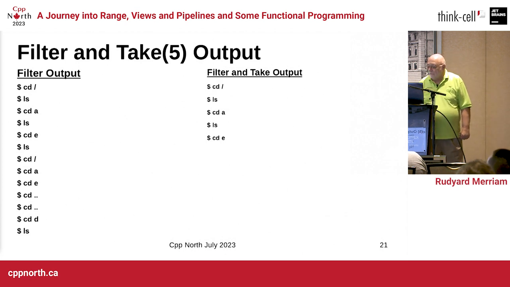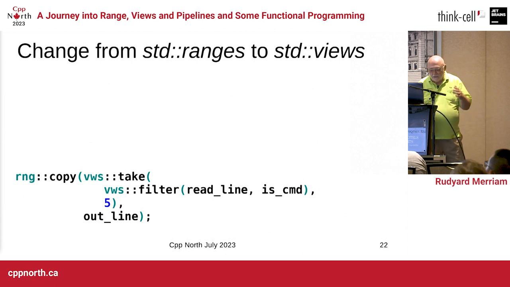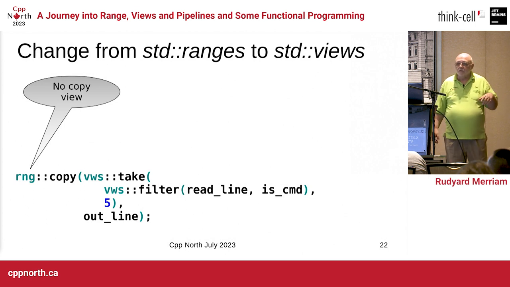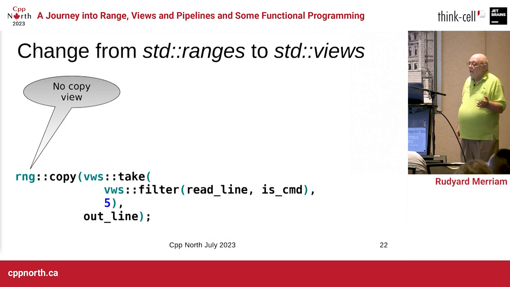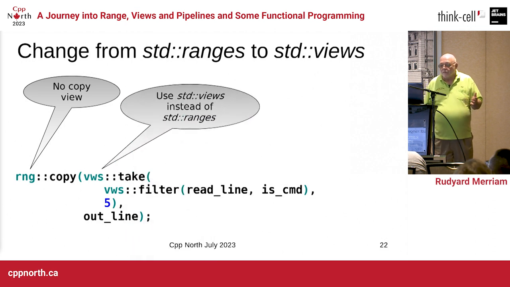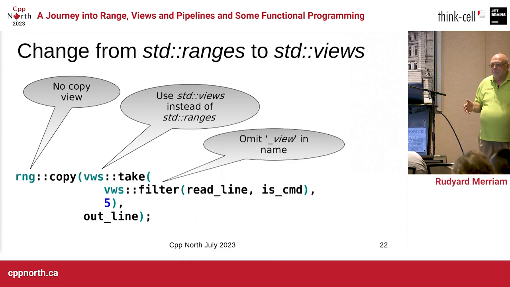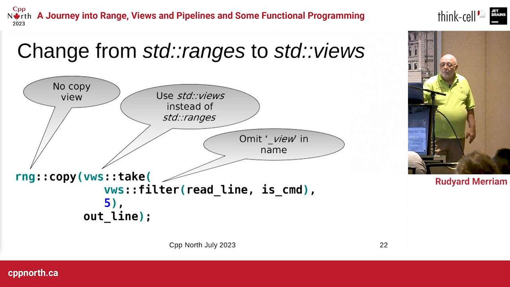Now, let's go from the range's namespace to the view's namespace. Fairly straightforward. We still use range copy. Note that copy did not have a copy view. There's no equivalent of copy in the view's namespace. So we still use the range copy. We change to the view's namespace for our algorithms, and we drop the view off of the names. We got the exact same output, the exact same processing going on.